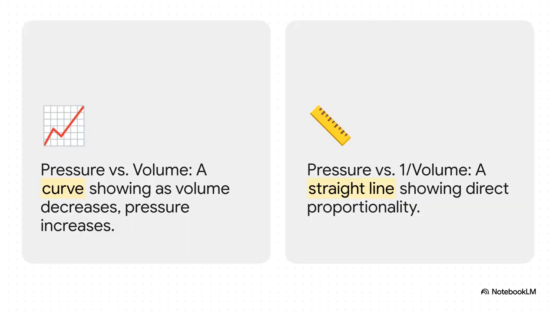Okay, check this out. Here are 2 ways to picture Boyle's law. On the left, if you plot pressure against volume, you get this sharp downward curve. As volume gets smaller, pressure shoots up. But look at the cool trick on the right. If you plot pressure against 1 over volume instead, you get a perfect straight line. It's a really clever way to prove that pressure is directly proportional to the inverse of volume.